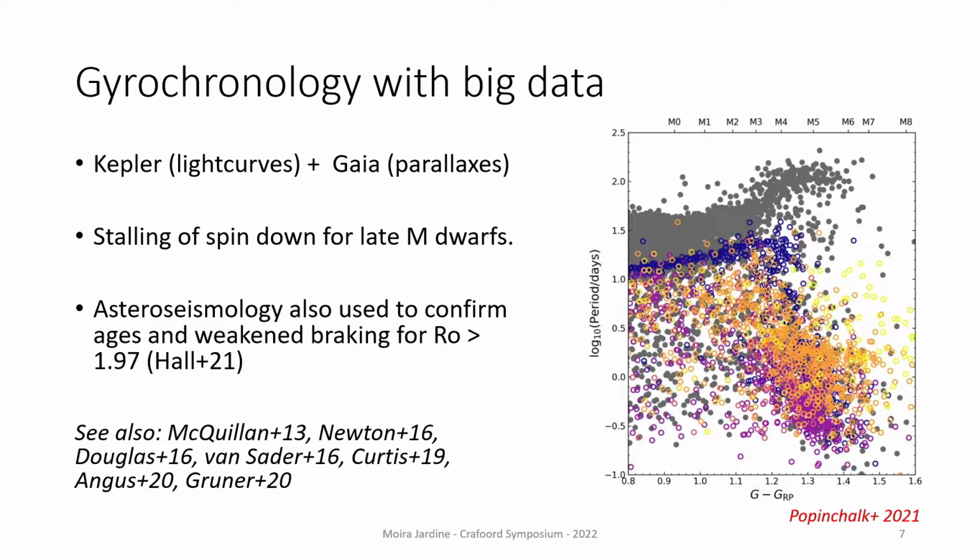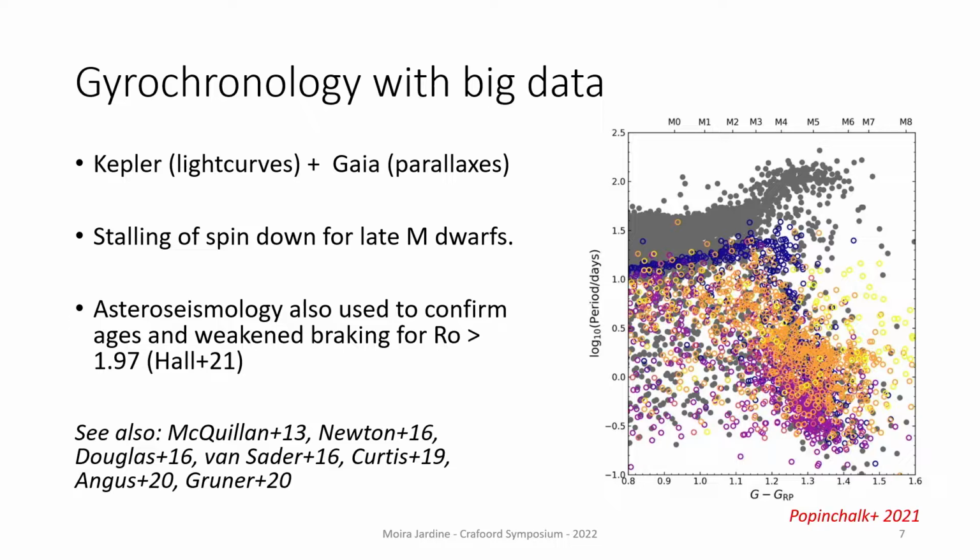The colors of the individual data points are telling you about the different ages of the clusters. But you see a similar behavior of stars all forming this traffic jam at the top end as they've all spun down. We can bring lots of different types of observations to bear on this problem. So we have Kepler to give us light curves, we have Gaia to give us parallaxes. And this has revealed a strange puzzle about stellar spin down.